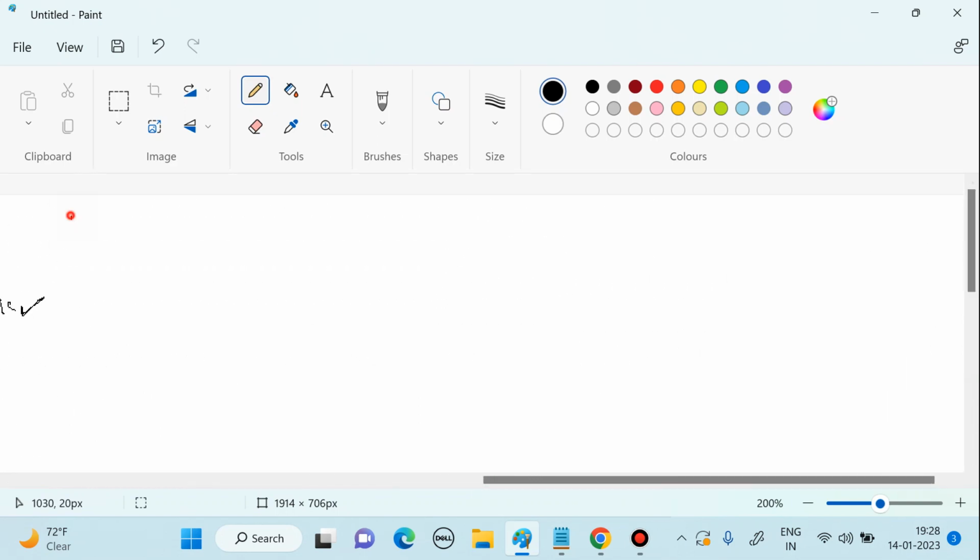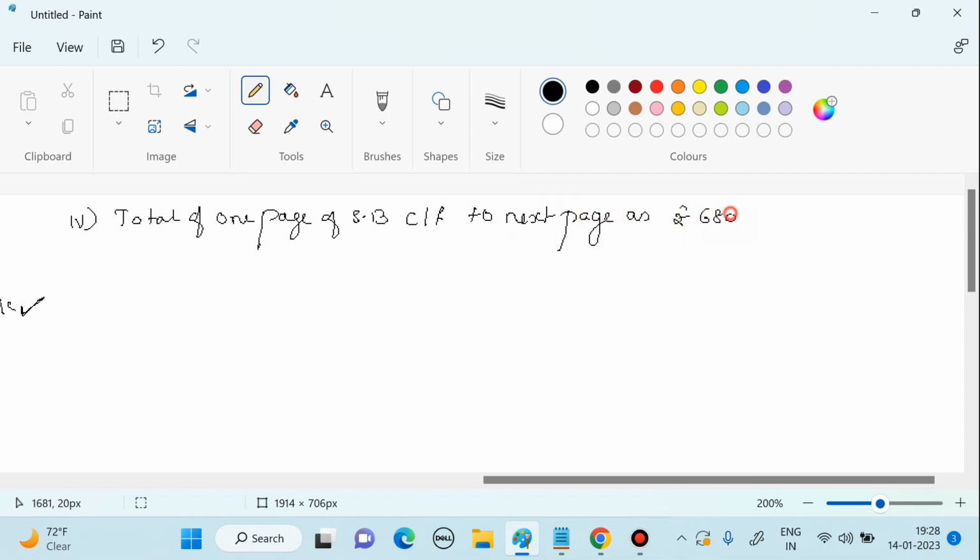Go to the fourth transaction, which is the total of one page of sales book. It's carried forward to next page as rupees 680 instead of 860. So sales book total goes to the credit of which account? Total of one page of sales book. It goes to the sales account. Sales account, correct. So it should go to the credit.